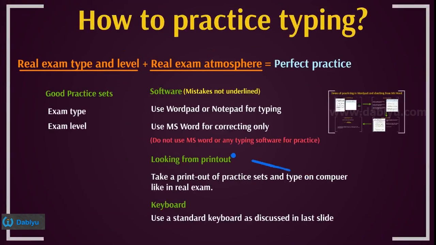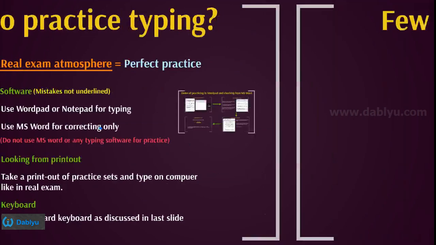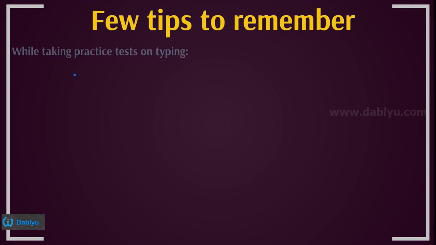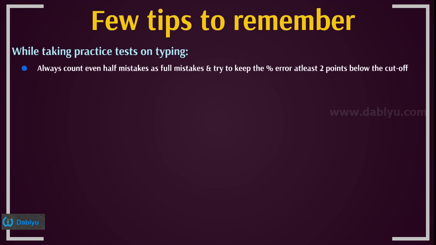So this is what we believe is the perfect way to practice, and if you follow this, we are sure you will get good results. Okay. Let's quickly go through a few tips which you have already seen. Let's summarize. The first thing is, always count even half mistakes as full mistakes and try to keep the percentage error at least 2 points below the cutoff, so as to be at a safer level and be confident.